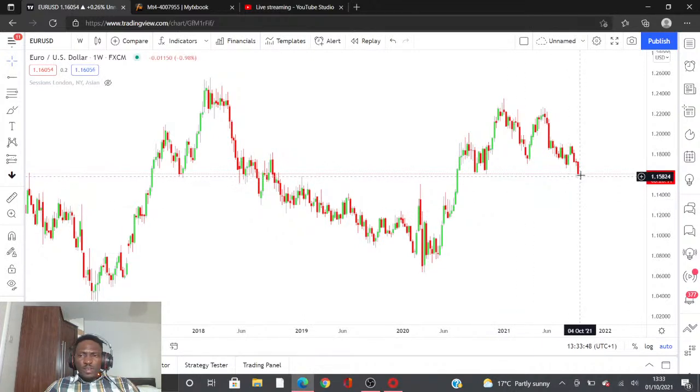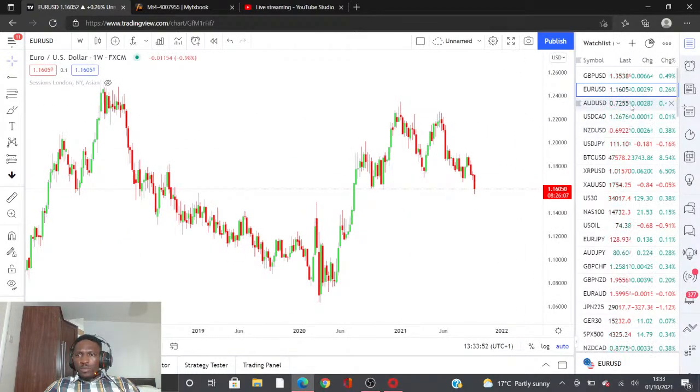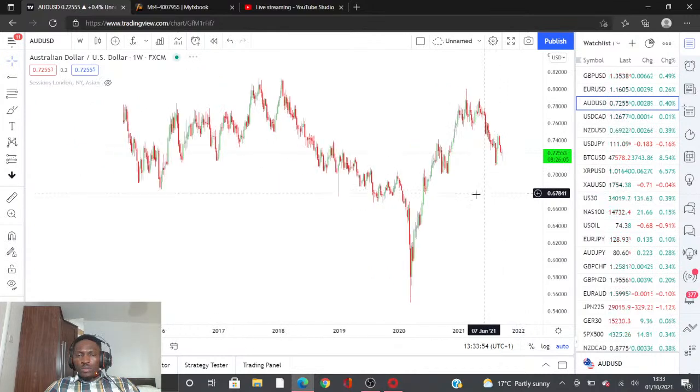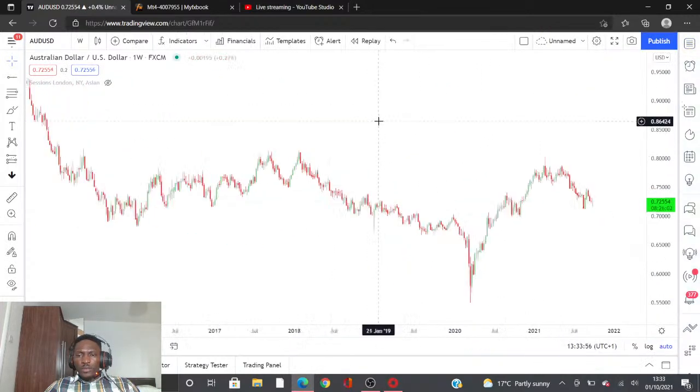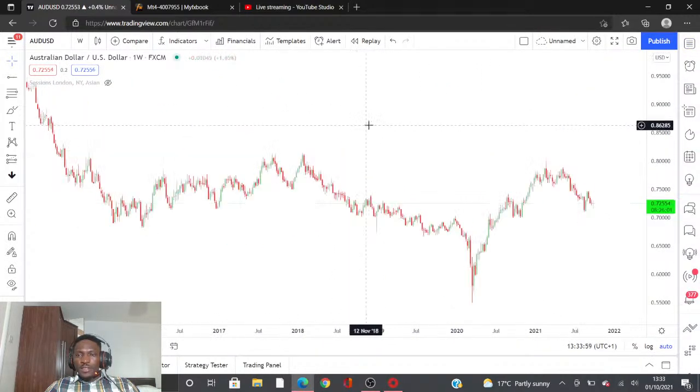Because I'm sure I must have seen it once. But anyway, moving on to Aussie dollar. Aussie dollar again. All the dollar pairs are showing bearish signs.